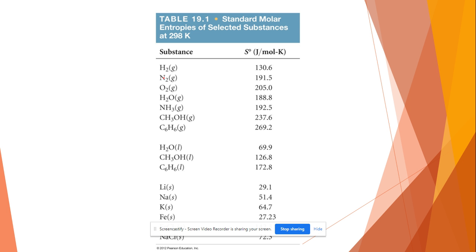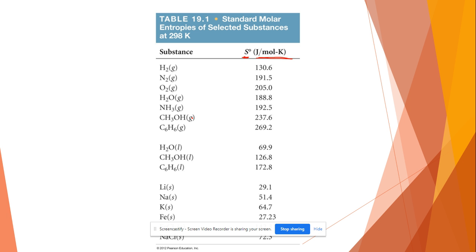Notice that hydrogen gas, nitrogen gas, oxygen, lithium, sodium, potassium, iron, their values are not 0. They actually have values that you have to look up. Notice we're using S values instead of H this time, and notice the unit up here. Another thing I want you to notice is how states of matter still matter. Here we have a liquid, and here we have a gas. The gas has higher entropy.